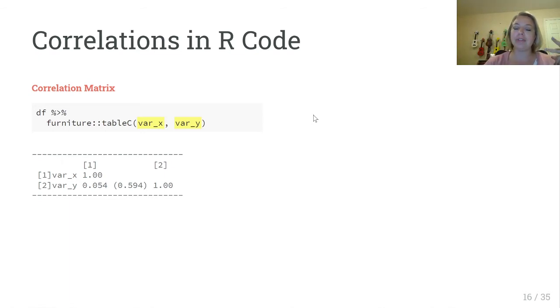Now with two variables, it's a 2x2 matrix. And you're going to have only the bottom half. The top half is going to be empty and ones on the diagonal. So there's only one cell in this little 2x2 table we need to worry about. And this gives the correlation and then in parentheses the p-value. Now this correlation matrix is better to use when you have multiple variables.